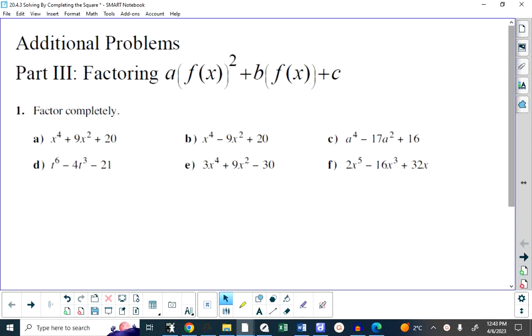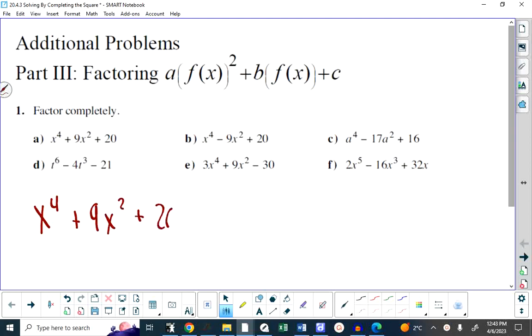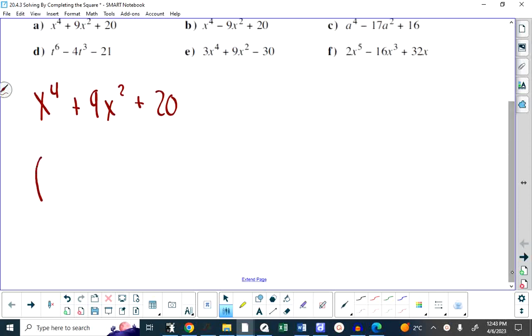We talked about yesterday is the fact that we can think of some things as being quadratic even though they're not truly quadratic. For example, if we take a look at 1a, we have x to the 4 plus 9x squared plus 20. This is a polynomial, and in Math 30-1 we will learn that it is called a quartic polynomial. Quartic means the highest exponent or degree is 4. So it's not truly quadratic, but we can write it and think of it as being something that is quadratic.